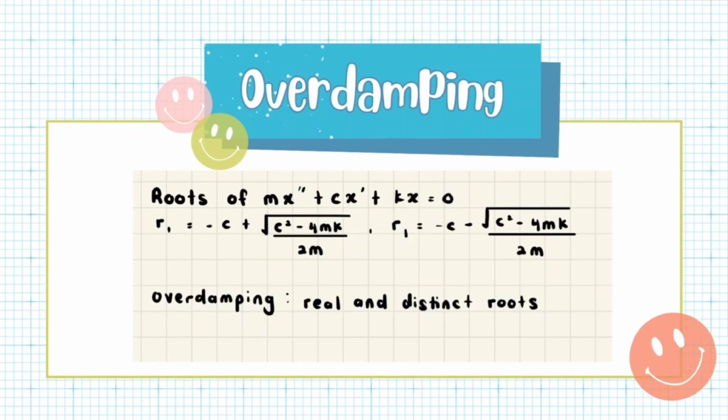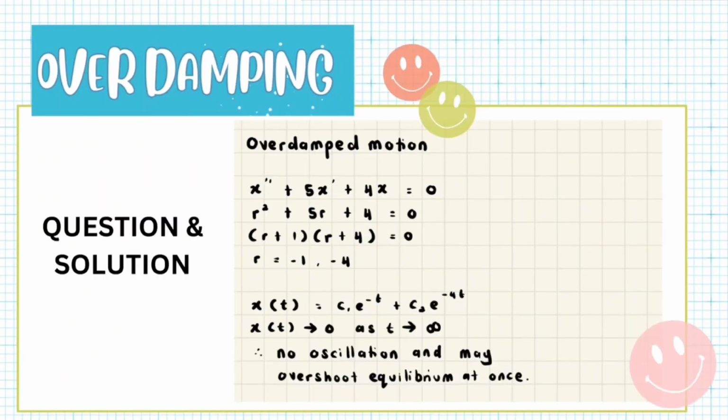As you can see, this is the formula that we have to use to find the roots, which is r1 equal to negative c plus square root of c squared minus 4mk, over 2m. From this, we also have to make sure overdamping has real and distinct roots. So, let us see the example from the question and we will solve it.